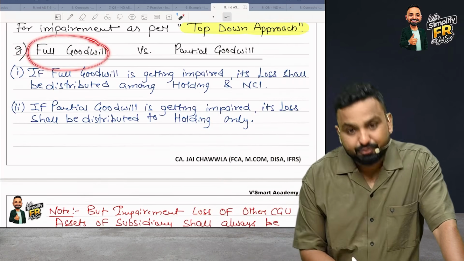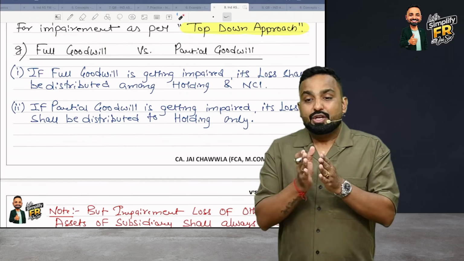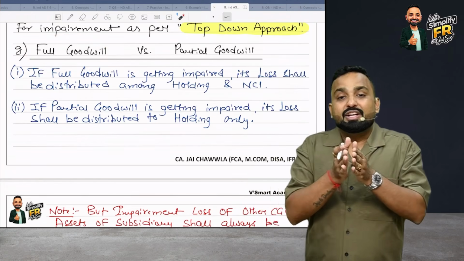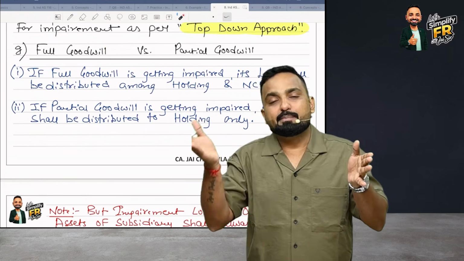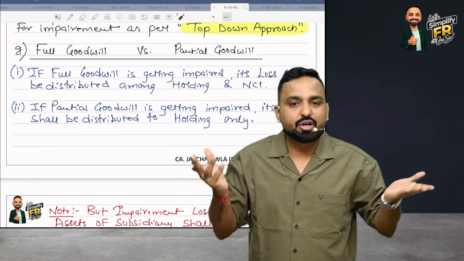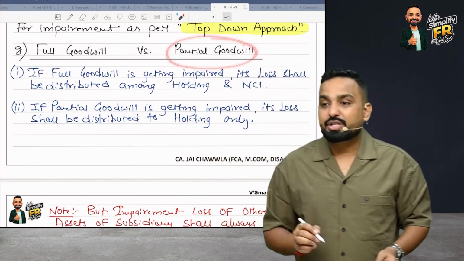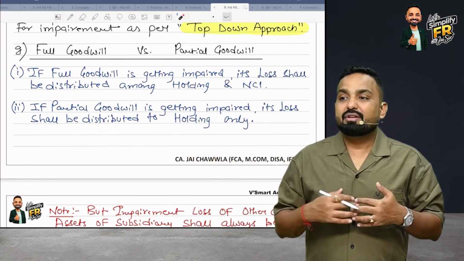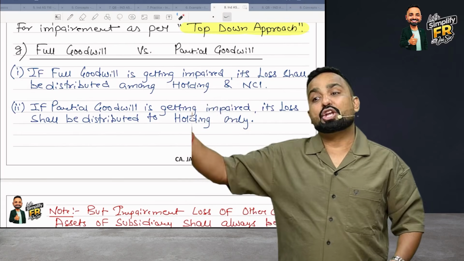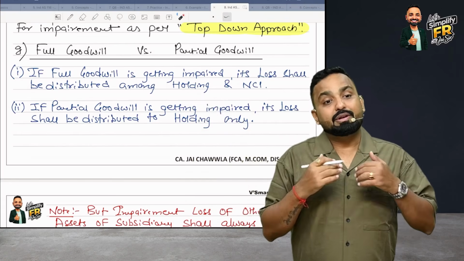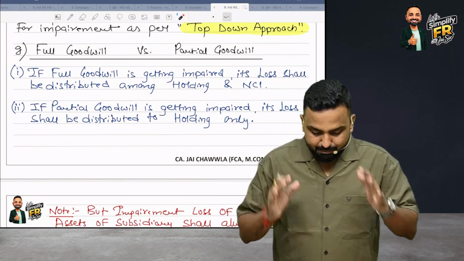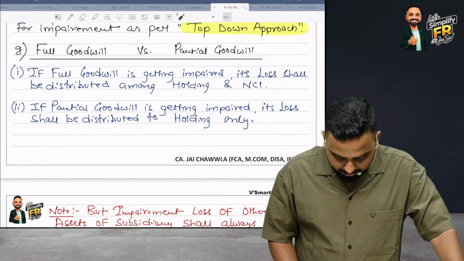And what is the meaning of the full goodwill? The meaning of full goodwill is that this goodwill belongs to both the holding company and the share of NCI also. But what do you mean by partial goodwill? Partial goodwill is when you calculate the NCI as a proportion of net assets only. So partial goodwill belongs to the holding company only. Guys, are you understanding my point?